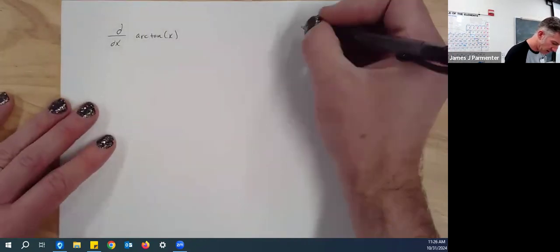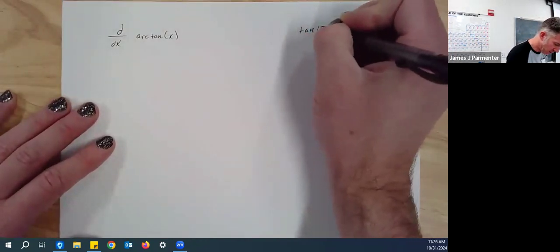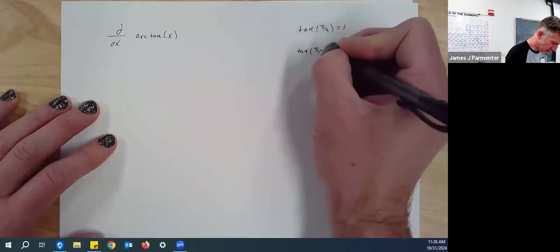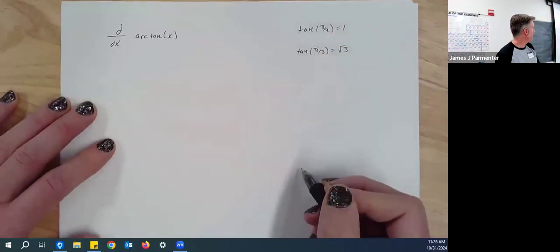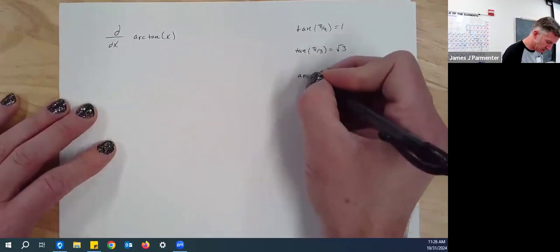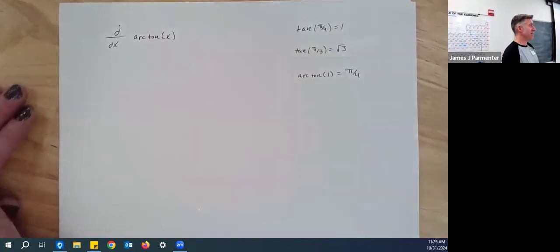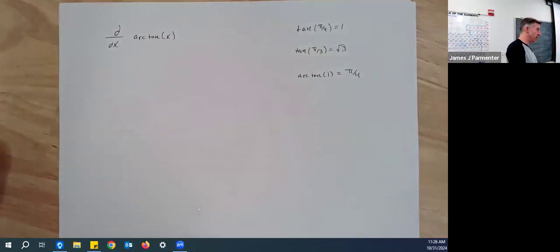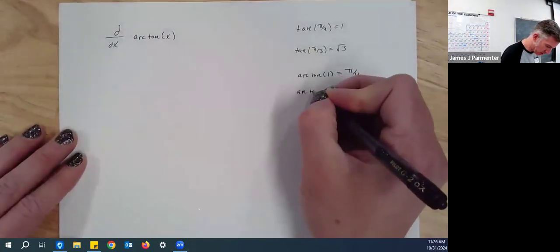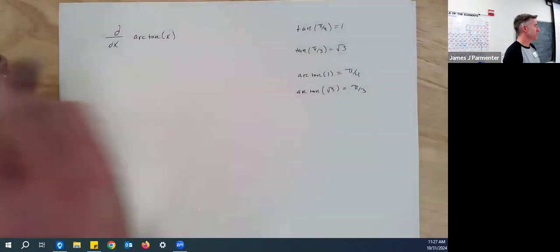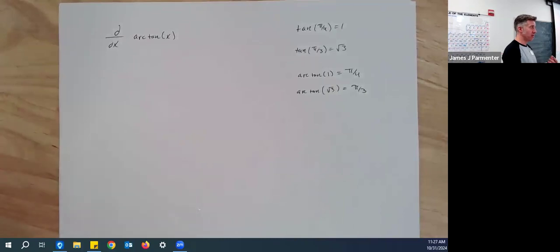So I know over here, the tangent of pi over 4 is equal to 1. And tangent of pi over 3 is equal to root 3. What that means is the arc tangent of 1 is equal to pi over 4. Or as I like to say, the angle whose tangent is equal to 1 is pi over 4. Or the angle whose tangent is equal to root 3 is pi over 3. Just like any other inverse function, you're literally interchanging the role of the input and the output, x and y.